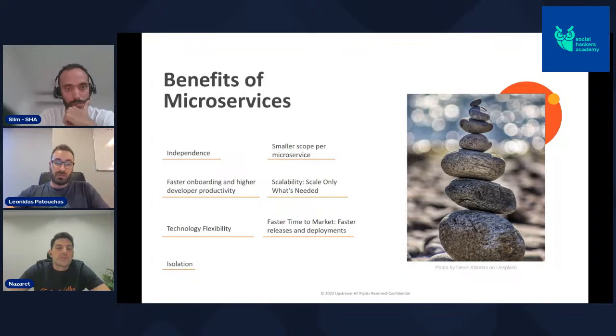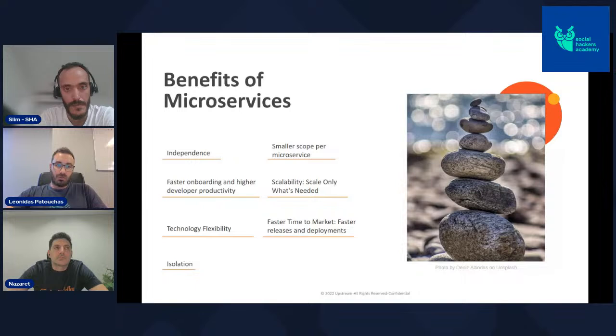But what are the benefits that we get with a microservice architecture? If we could summarize the benefits in the microservice world in one word, it would be independence. As Nazaret said, the teams now can work independently, and our services can be developed and run independently. We will see later on how we can achieve that.